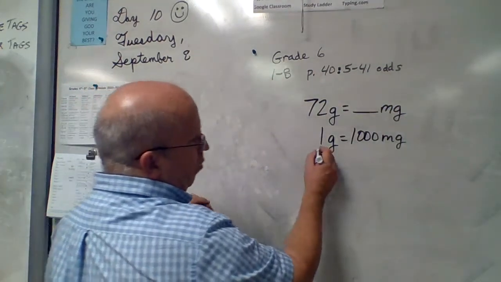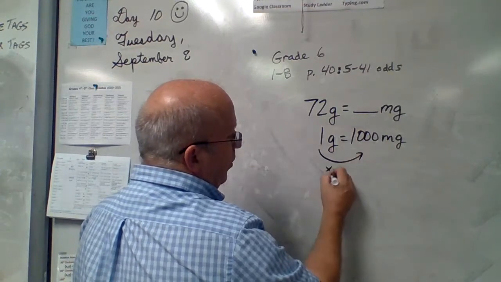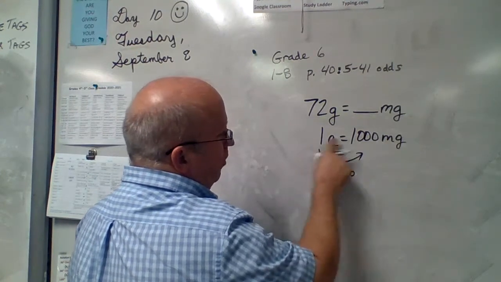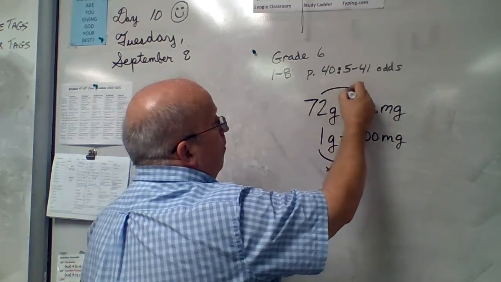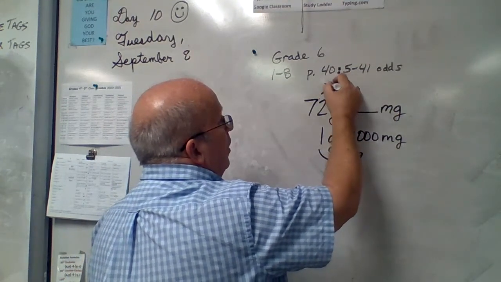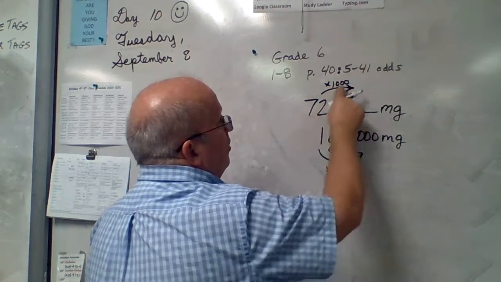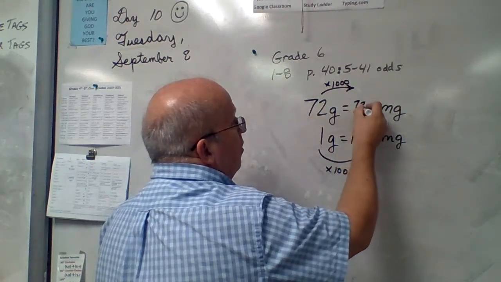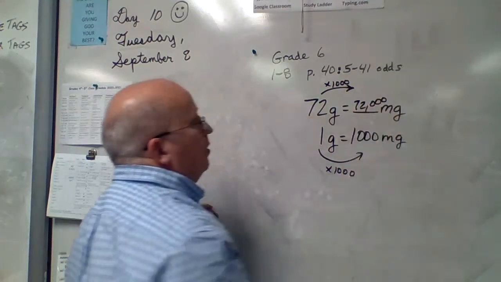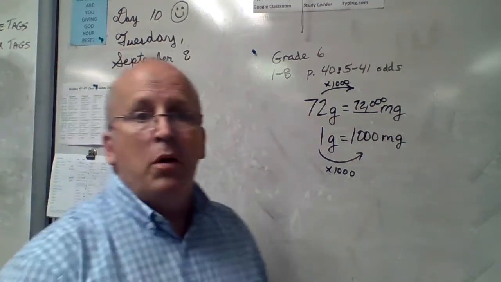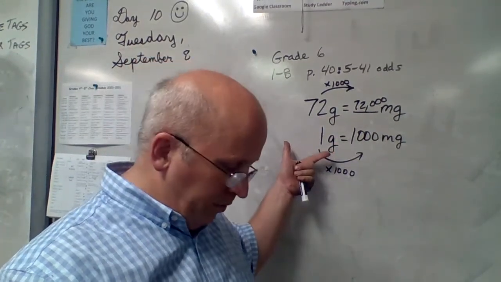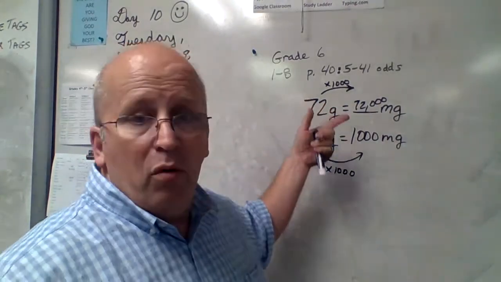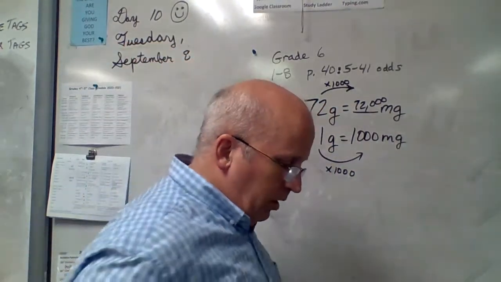So what's going on here? We're multiplying by 1,000 to work our way from here to here. So we're going to use that same relationship up here. We're going to multiply by 1,000. And 72 times 1,000 is 72,000. So that's our answer for that one, 72,000. We're using the known relationship we found at the bottom of page 39 to solve for the unknown relationship. Let's try another one.